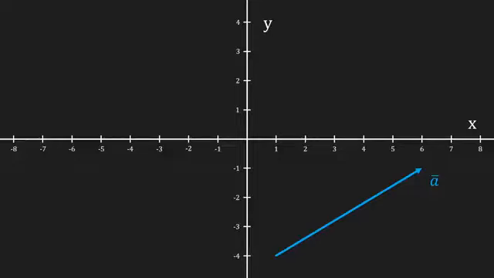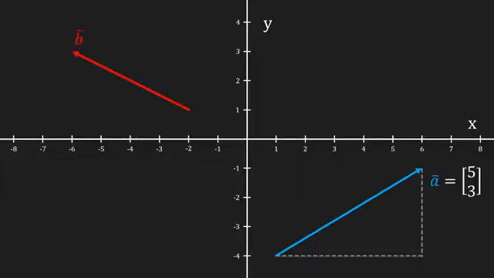To assign the x and y components of a vector, we calculate how many steps the vector goes left or right, and how many steps it goes up or down. In this case, the vector goes 5 steps to the right. Positive numbers indicate rightward motion and negative numbers indicate leftward motion. The vector goes 3 steps up, and positive numbers indicate upward motion and negative numbers downward motion. The vector's components are written between square brackets like so, with the x component on top and the y component at the bottom. Just for fun, let's also add another vector b.